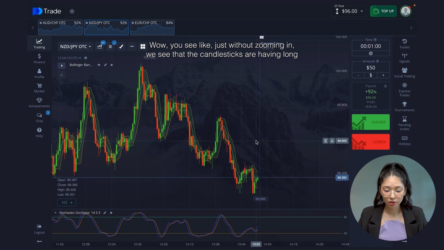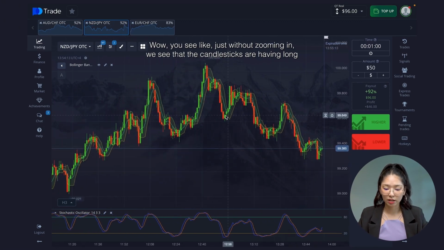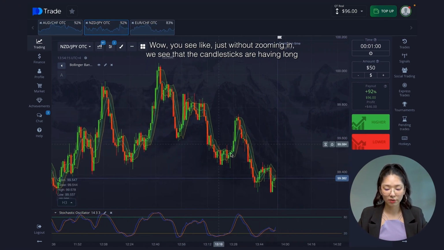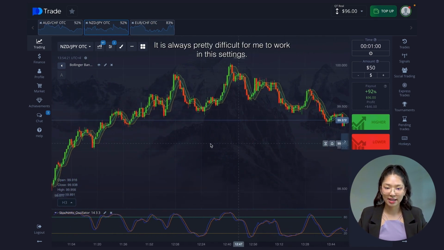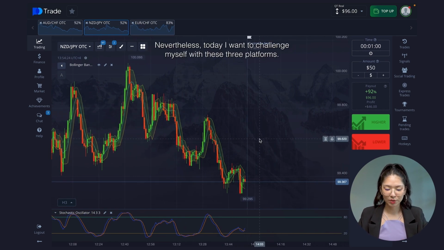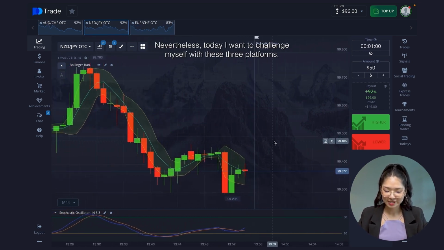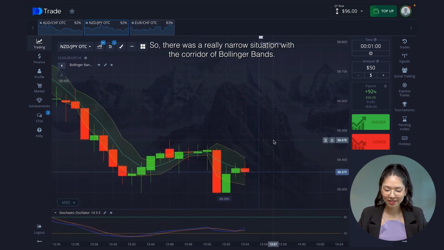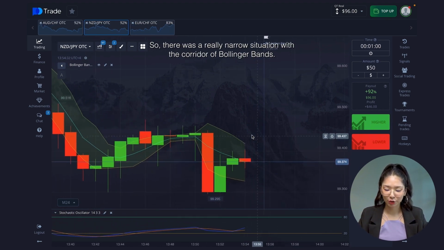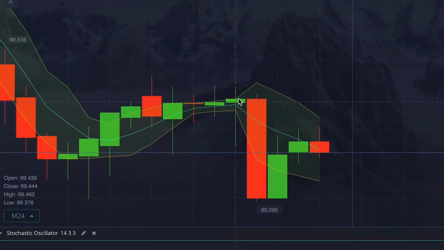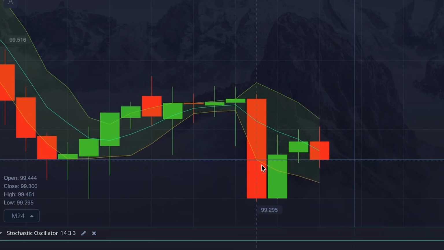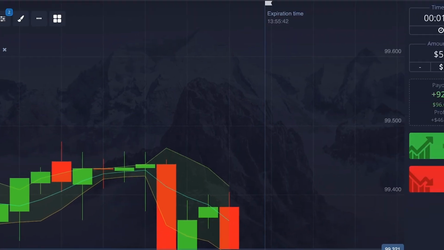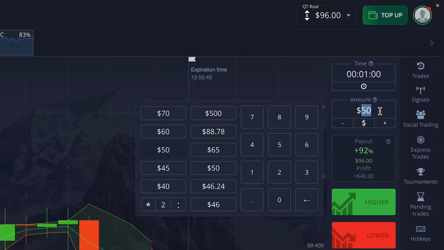Oh, you see, just without zooming in, we see that the candlesticks are having long wicks right over here. It's always pretty difficult for me to work in these settings. Nevertheless, today I want to challenge myself with these three platforms. So there was a really narrow situation with the corridor of Bollinger Bands. And after that, the candlesticks started to work hard. That's because I will do the same. So I will go with $96 and let's check this situation with a call option.